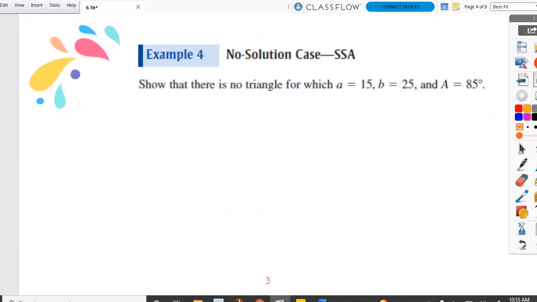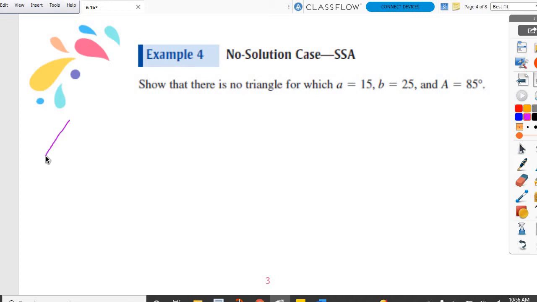So this was to show that there is no triangle for which a equals 15, b equals 25, and A equals 85 degrees. So what's going to have to happen somewhere along the way? The angles are going to end up being negative. We're either going to run into a negative or we're going to run into something that we can't do. So some sort of problem has to come up somewhere. Agreed? Okay.